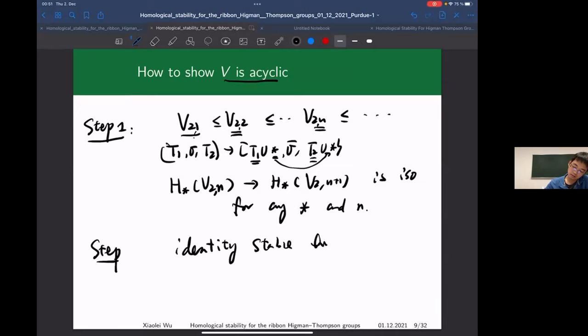And because of this isomorphism, in any degree and from any point, the stable homology is actually the same as the homology of V. And so what we are going to do is build a surface version of this. V is kind of like a commutation group. We want to build sort of a surface version, from commutation group to braid group. So that's our plan. We want to build a surface version of their result.